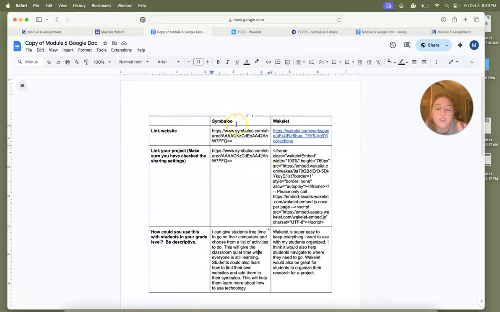As a future kindergarten teacher, I think I will definitely use both of these in the future, but I loved them both.